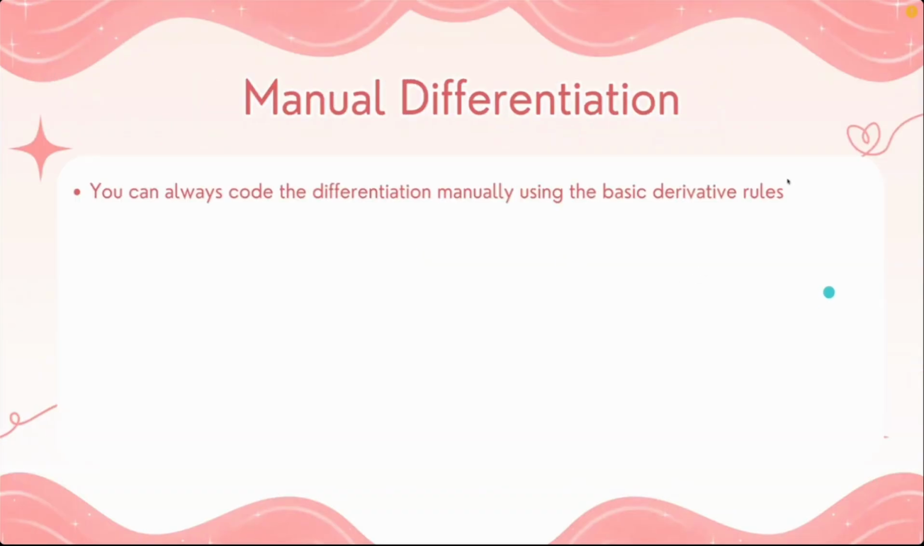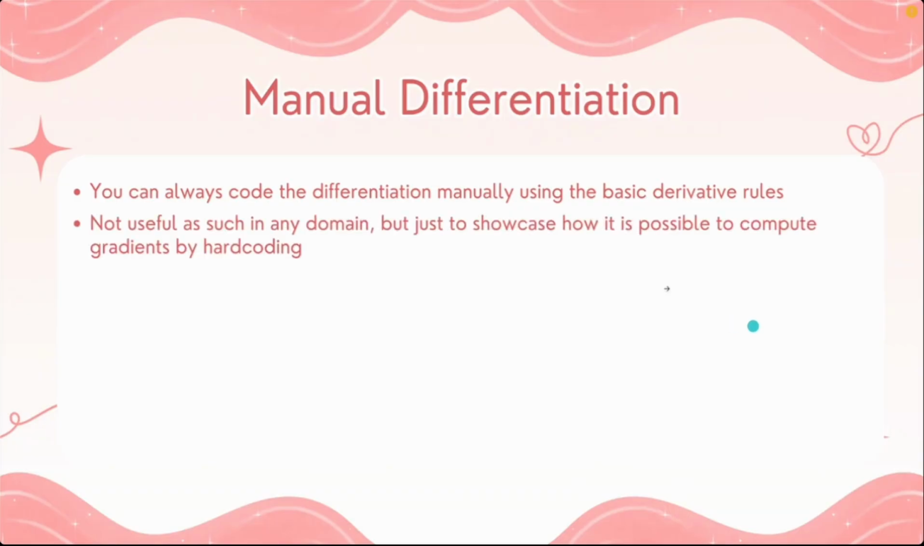Starting with manual differentiation, just to set the stage. This is the quickest and simplest way you can do differentiation. Let's say you have a function f(x) that depends on x to the power 2 plus exponent of x. You define the function in Python using numpy exponential and the basic Python power operator.